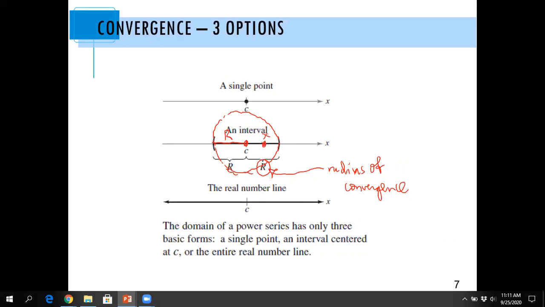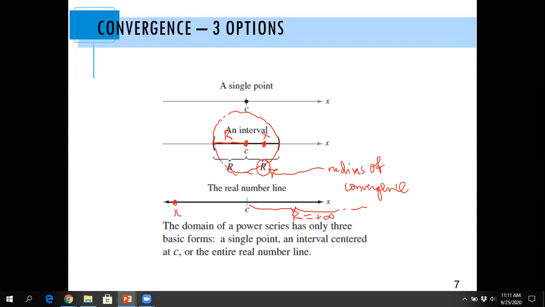Or if you're really fortunate, you might find yourself in the situation where you can actually plug in any x value at all. In that case, you would say that the radius of convergence, I mean, it's kind of silly, but look, this thing just goes out forever. So the radius of convergence here would actually be plus infinity. Does that make sense? You would say the radius of convergence is infinity, and you can literally plug in any x value at all, and you would get a converging power series.